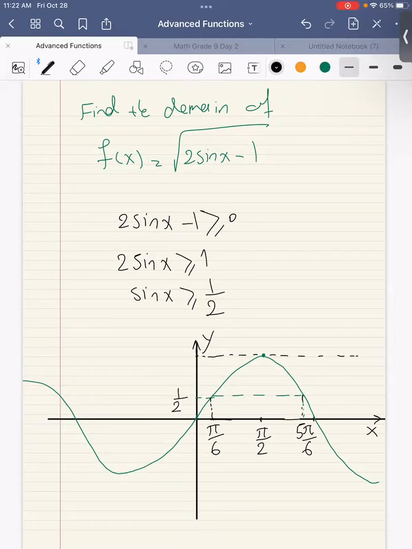But you want sine to be greater than 1/2, right? Greater than 1/2 means here, right? Is that clear? So that means x has to lie between pi/6 and 5 pi/6, right?